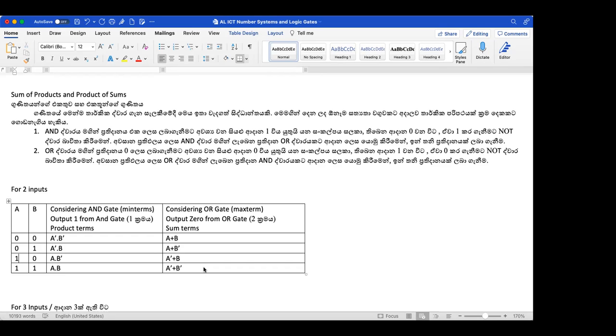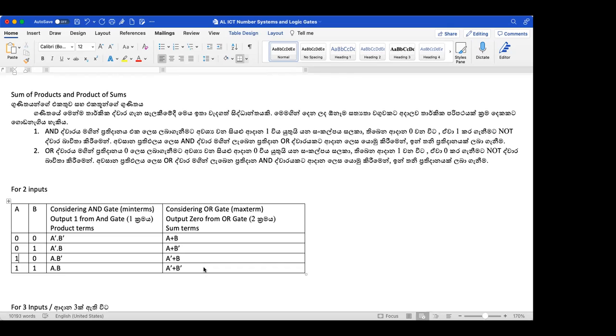Okay. The second thing is getting 0 from an OR gate. What is the logic of an OR gate? If all inputs are 0, the output is also 0. The first one is naturally all inputs are 0.